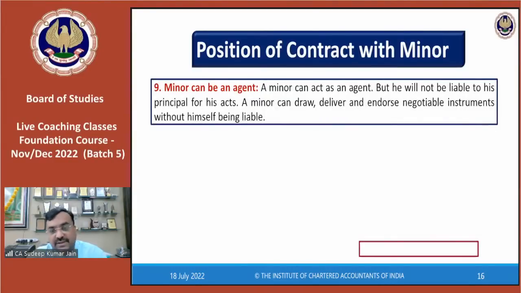Minor can be agent. I have discussed that minor can be agent because the ultimate liability is of the principal. If I sent my son as an agent to purchase goods from the shopkeeper, the person who will be liable, I will be liable. Son will not be liable because son was just an agent for me.